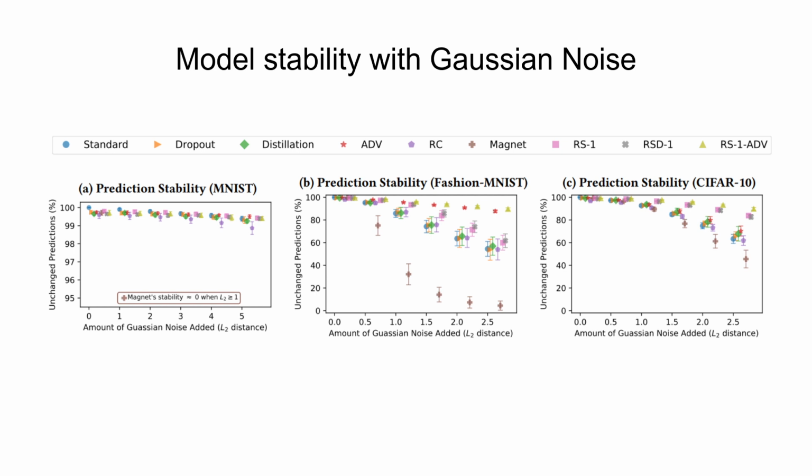To measure model stability, we first make a prediction on the benign image, then we add human-invisible Gaussian noise to the benign image and measure what percentage of predictions does not change. We plot the added noise in L2 distance on the x-axis and the unchanged predictions on the y-axis, and we can see random spiking gives the highest model stability.